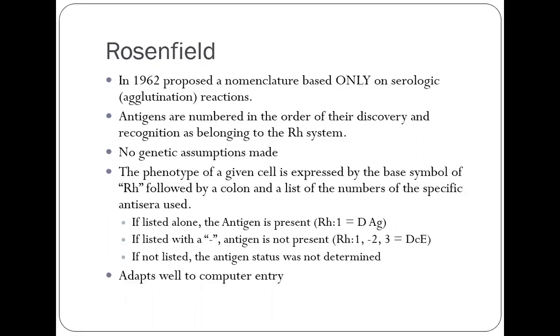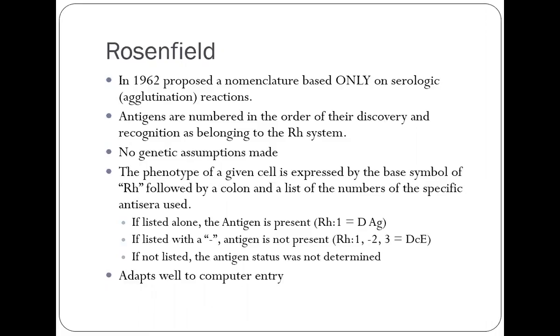So here we have Rh, semicolon. So we see that we're talking about the Rh blood group system. And I'm sorry, it's not a semicolon, it's a colon. So we have Rh colon 1. So 1, we're talking about the D antigen. So it is present.